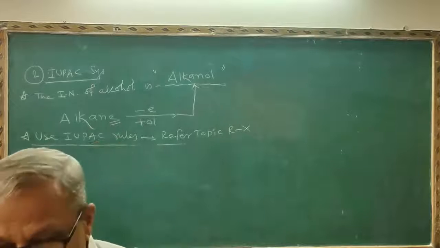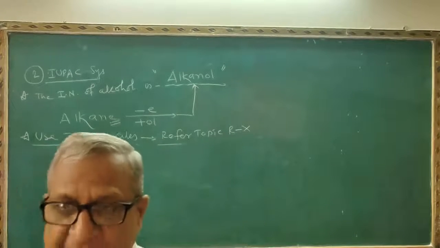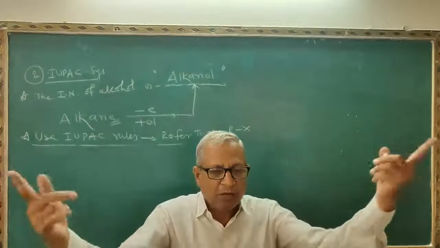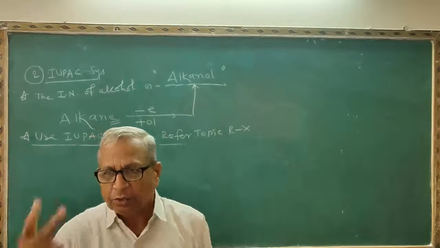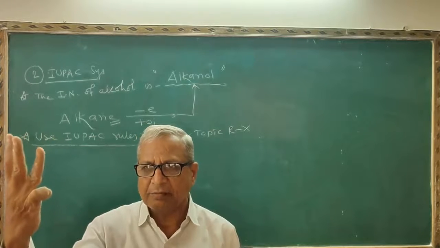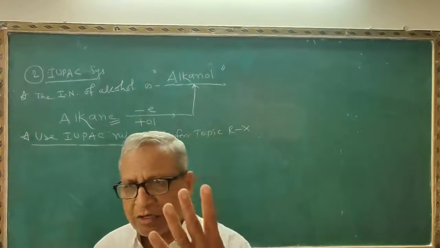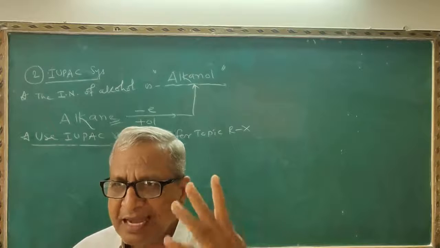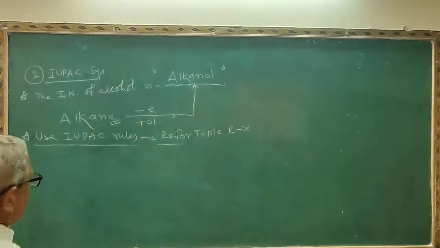Now next IUPAC rule. If two or more identical groups are present, then the following terms are used. For 2 identical groups, the term is di. For 3 identical groups, the term is tri. 4 tetra, 5 penta, 6 hexa. Similarly here. Now see the example of this one.